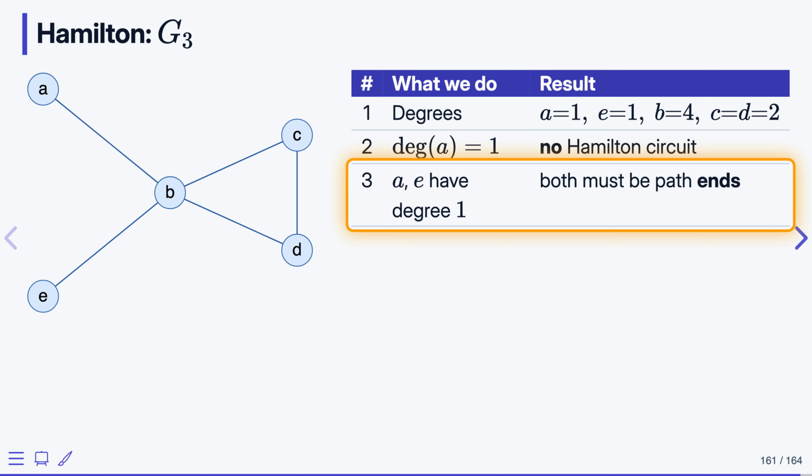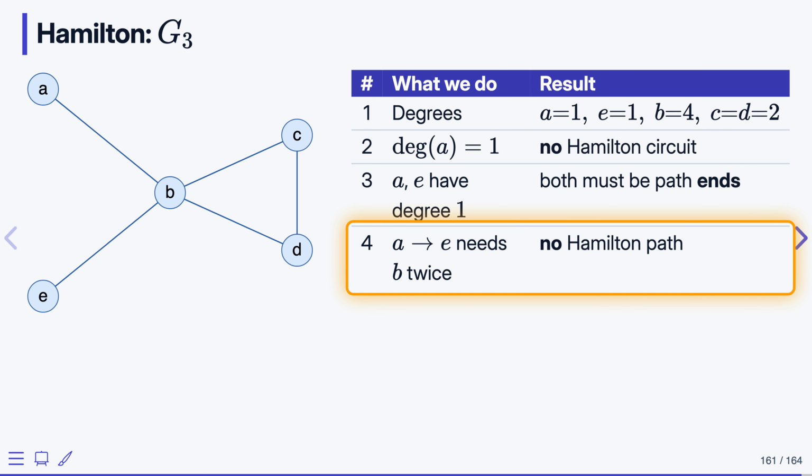Step 3. Now try a path. A path has exactly 2 ends. A degree 1 vertex can only be an end. We have 2 of them, A and E, so they must be the 2 ends, and the path must run from A to E. Step 4. But the only edge at A goes to B, and the only edge at E also goes to B, so the path would have to pass through B twice, once on the way out of A and once on the way into E. A Hamilton path may not repeat a vertex, so no Hamilton path exists either.